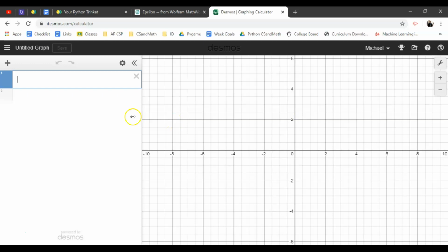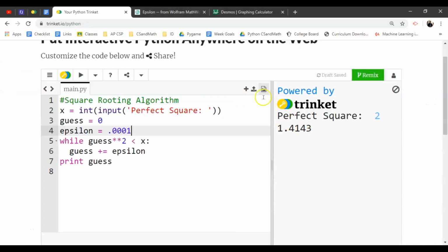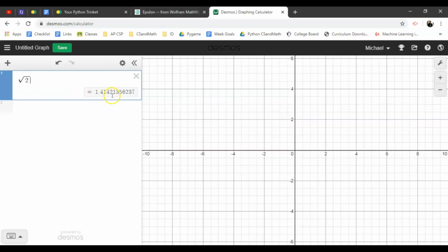And just to get that back up here, let me just go back to Desmos. Let me go back to my calculator. Type in the square root of 2, 1.414. So how close were we to that? Yeah, 1.41. So we're getting close here, right?